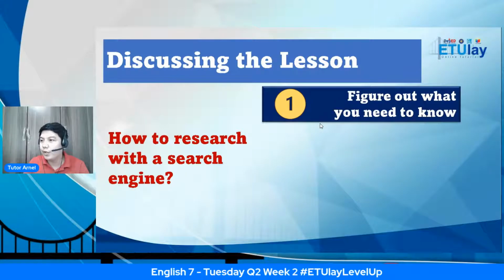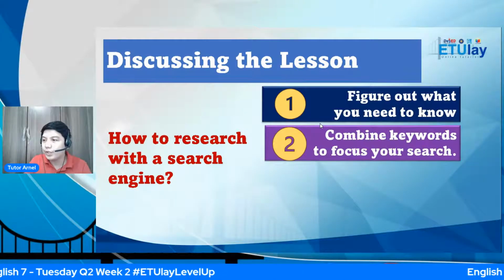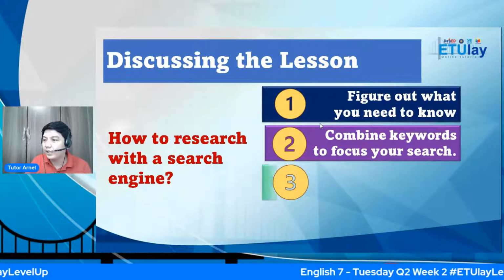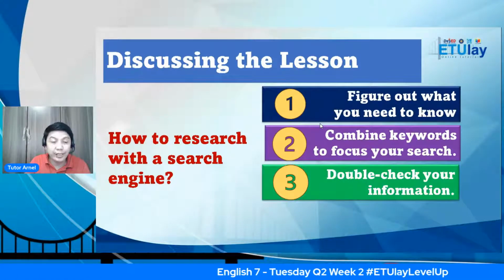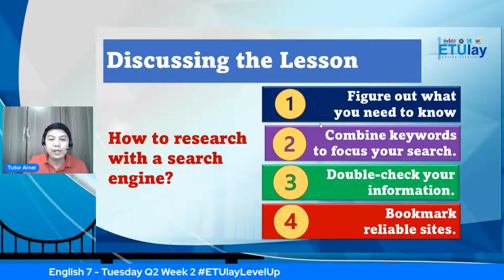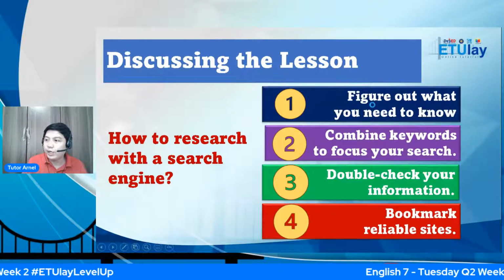Okay? So, next, you have to combine words to focus your search. We will explain it later. The third one is double check your information. And the fourth one will be bookmark reliable websites. Okay, so let's check first yung number one.